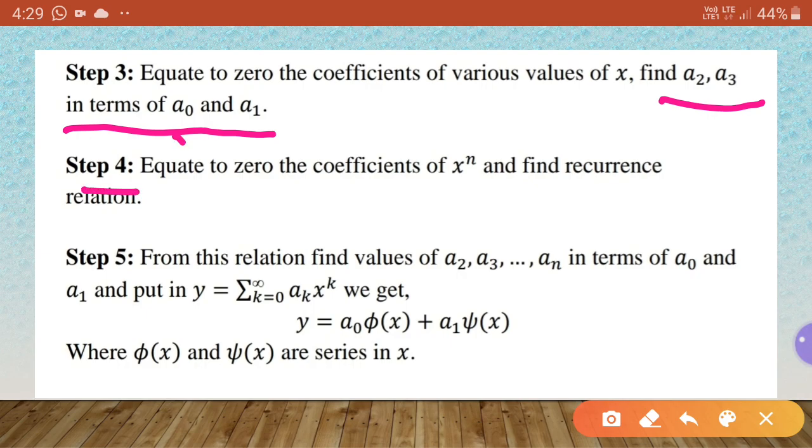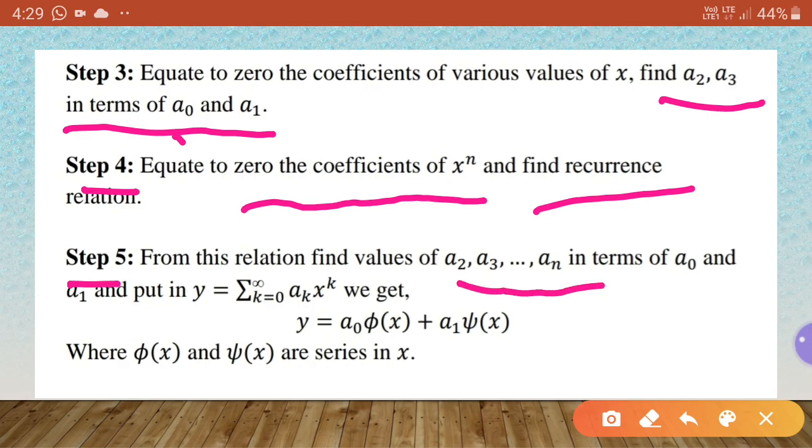The fourth step is to equate to 0 the coefficient of x to the power n. You will get a recurrence relation, and by using that recurrence relation we can find the remaining values, that is A4, A5, A6, A7 and so on. Step number 5: from this relation find the values of A2, A3, An in terms of A0 and A1 and put those values in the given solution.